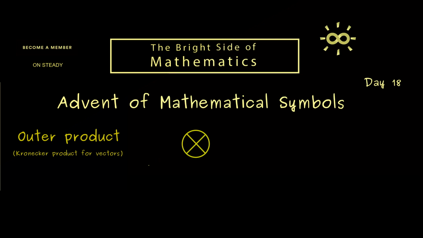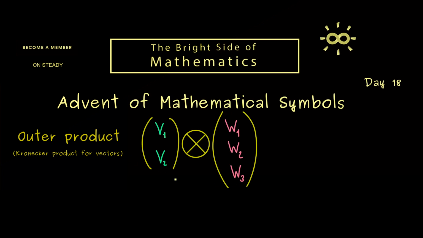We have one vector on the left hand side of the sign and one on the right hand side. Indeed, the dimensions could be different, so we have a two-dimensional vector here and maybe a three-dimensional vector on the right hand side. In other words, we have a vector v times a vector w. And now what should come out is a matrix. Indeed, the height of the matrix is given by the vector v and the width is given by the vector w.